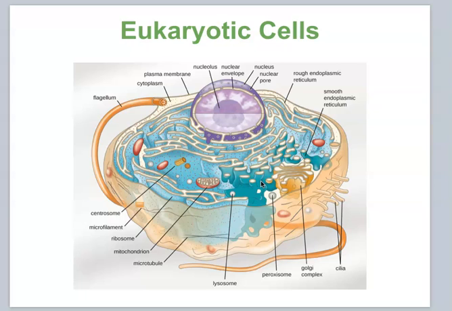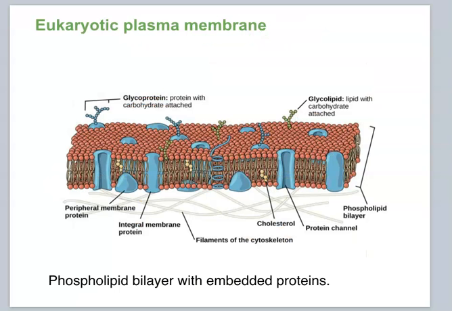So take this material seriously, remembering that inside every different cell, there's going to be a slightly different utility for what we're about to talk about. Okay? And we should start at the plasma membrane. The plasma membrane is made up of a phospholipid bilayer with embedded proteins in it.